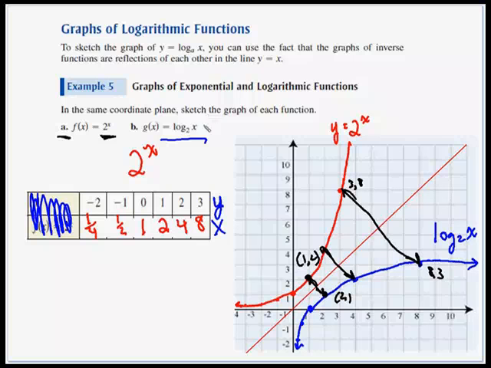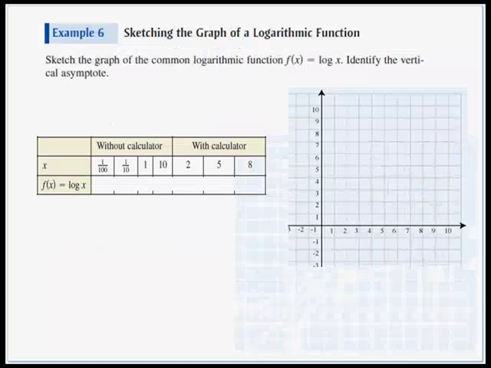So that's how you graph a logarithmic function. It's easier to graph the exponential and then reflect the points. Just switch the x and the y coordinates. So sketch the graph of the common log function, log of x or log base 10 of x. Identify the vertical asymptote. And from the box here, it looks like they're telling us to do some with a calculator and some without.